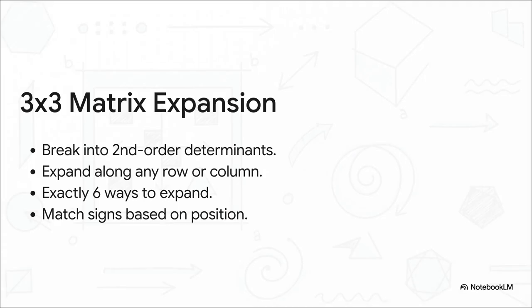Now, when we escalate to a 3x3 matrix, don't panic. We aren't learning a whole new type of math. We're just breaking it down into those smaller second-order pieces we already know. You just pick any row or column, and since a 3x3 has 3 rows and 3 columns, there are exactly 6 different ways to expand it. You isolate an element, grab the smaller 2x2 grid that's left over, and calculate its determinant. The only trick here is keeping track of the positive and negative signs based on the element's position. But the core logic is exactly the same.